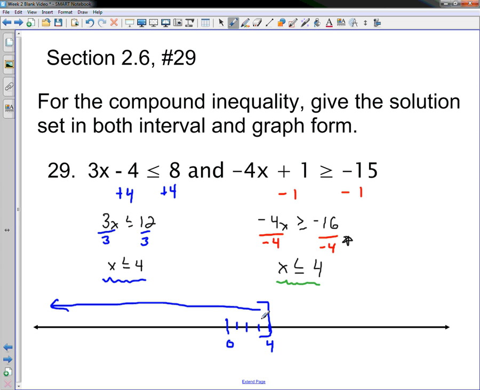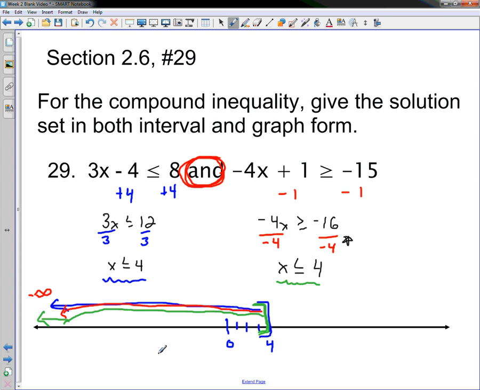So again, we're at 4. We're less than or equal to, so to the left. And again, we have a bracket at 4. Now, what we're looking for is the AND statement. So we want to know where these 2 graphs overlap. Well, they overlap from 4 all the way left, or less than, to negative infinity.